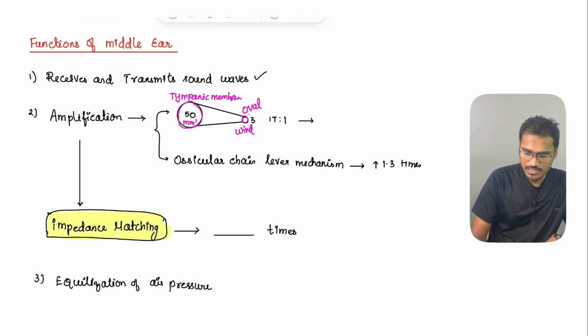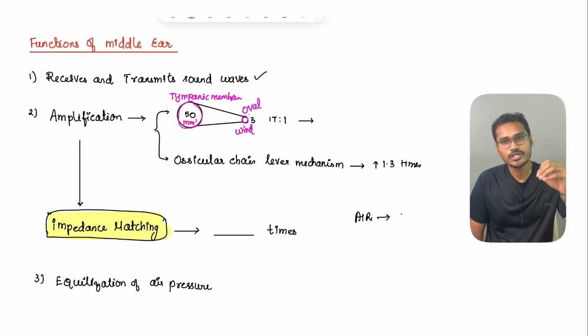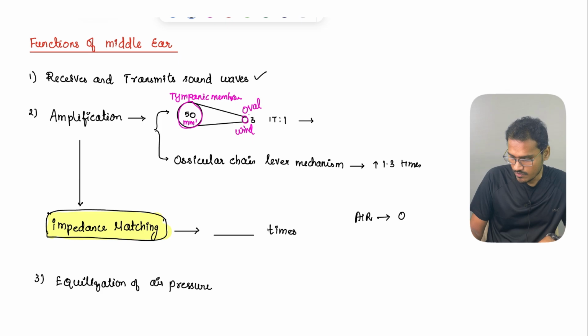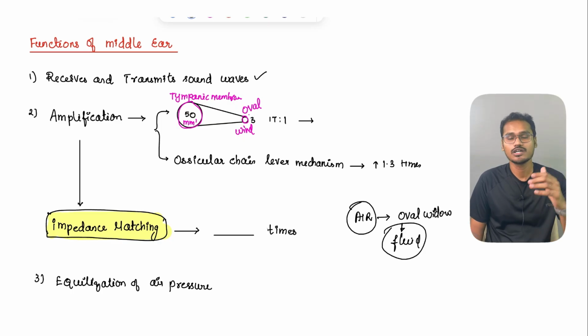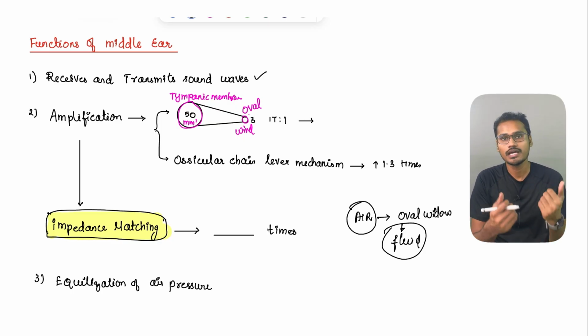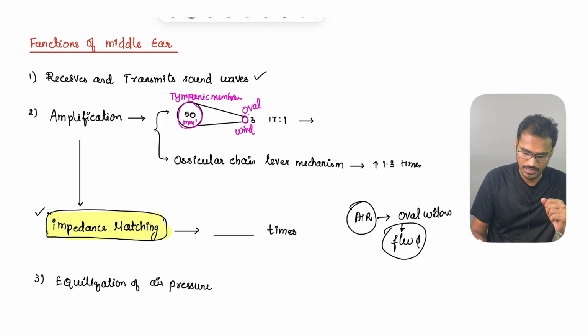What is impedance matching? When a sound is traveling from air, it goes to the stapes and then into the oval window. In the oval window, there are fluids which help to conduct this sound. So it is going to the fluid medium. When sound travels from air to fluid, sound dampening will happen. So it has to be matched. That process is called impedance matching.